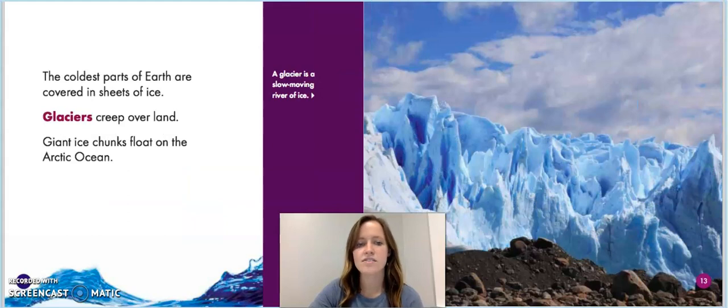The coldest parts of Earth are covered in sheets of ice. Glaciers creep over land. Giant ice chunks float on the Arctic Ocean. A glacier is a slow-moving river of ice.